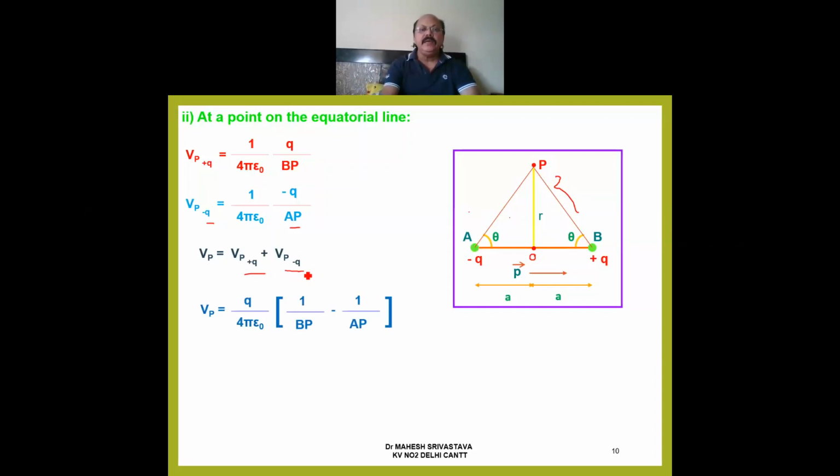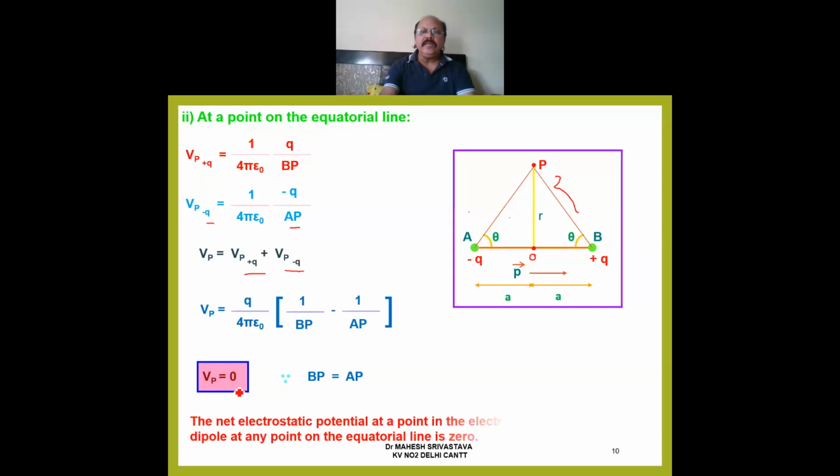Then what you will get? Vp equal to Q upon 4 pi epsilon naught, take outside, within bracket is 1 upon BP minus 1 upon AP. Since BP equal to AP, so substitute this value, then what you will get? You will get Vp equal to 0. The same result you are getting when you are putting theta equal to 90 degree in that expression, then you are getting electric potential at a point on equatorial line due to an electric dipole is 0. So here also you are getting Vp equal to 0.